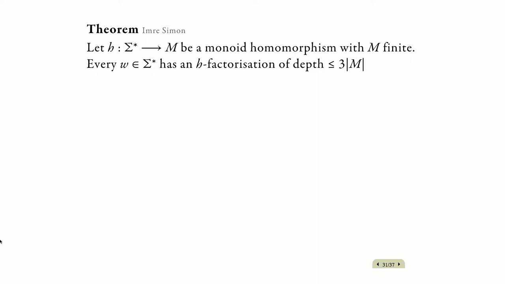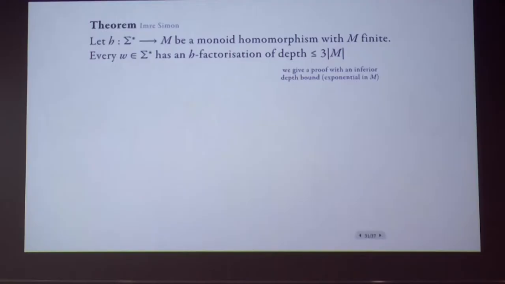I will prove a slightly weaker version. The bound is not going to be 3m, but it's going to be a constant. It's going to be 2 to the power of m, or it's going to be exponential in m. But importantly, it's a constant which depends only on the monoid and not on the input word that's being parsed, okay? So I want to show that for every input word, no matter how long it is, I can have a factorization whose depth is just bounded by a function of the monoid, okay?